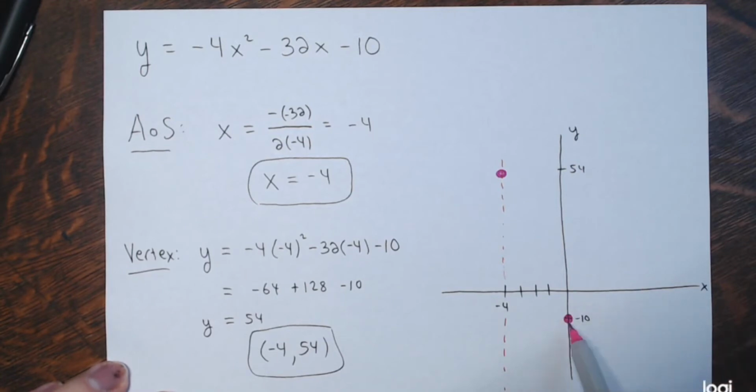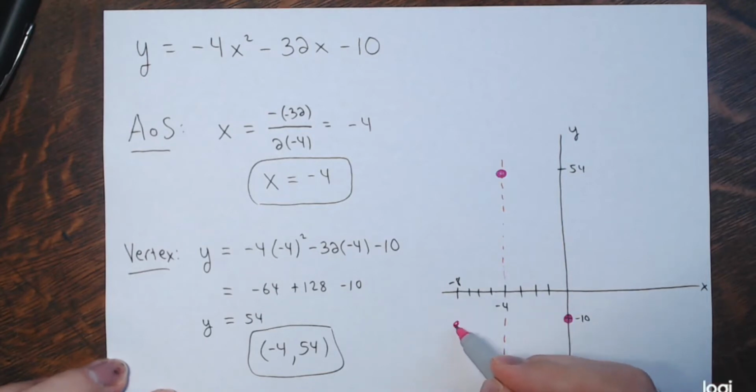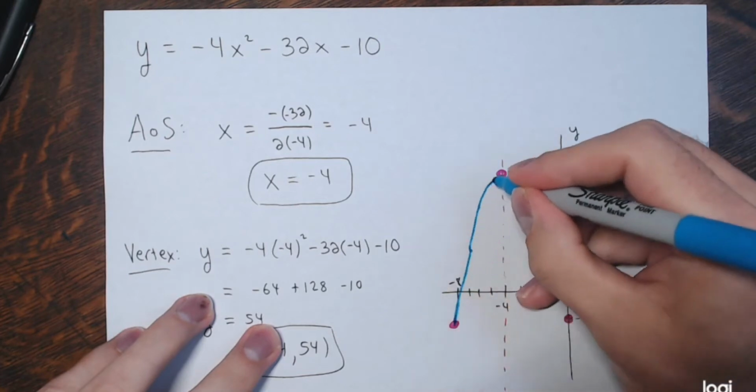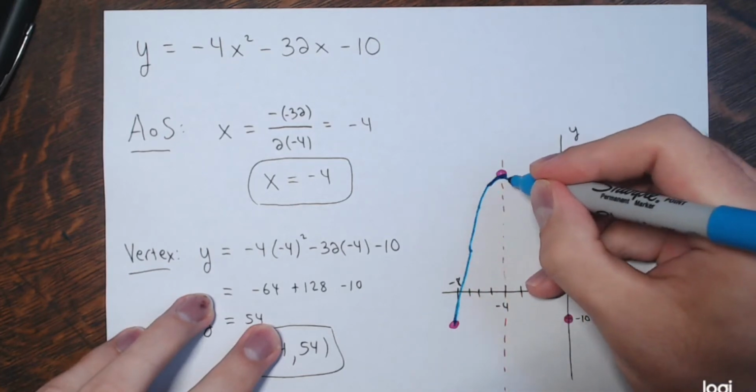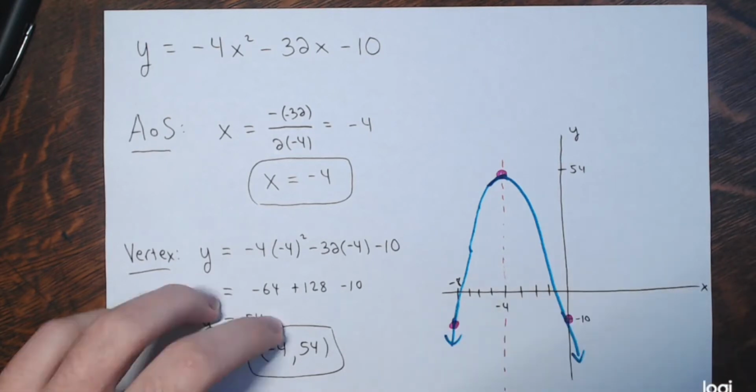And using symmetry, another point on this graph would be at negative 8, negative 10. Because this point's 4 units to the right of the axis of symmetry, so there should be a point on the parabola that's 4 units to the left. And then making a very, very rough sketch. And again, don't make it pointy, make it curvy at the vertex. Something like this. This is very, very rough.